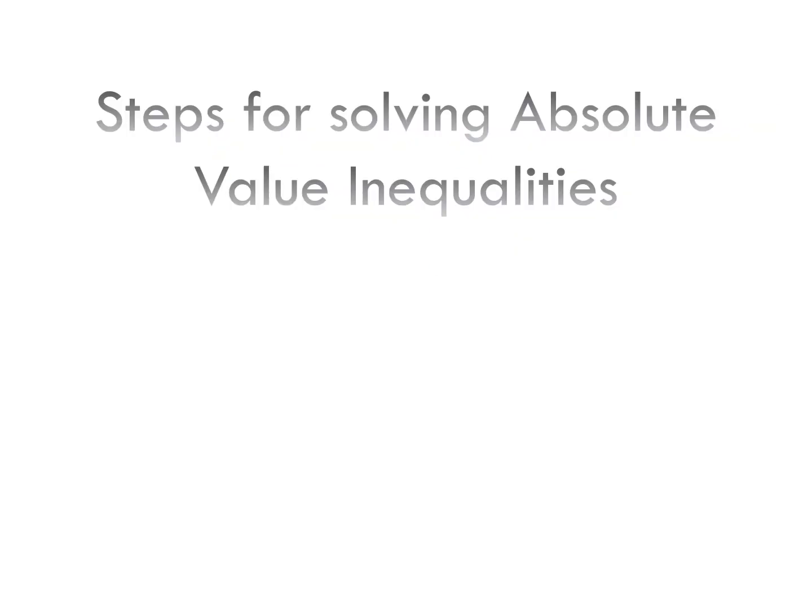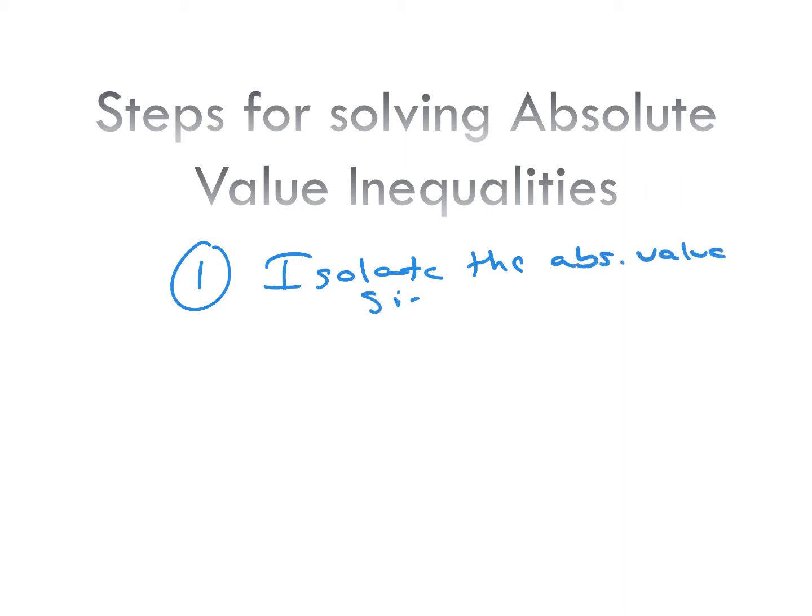Let's first talk about steps to solving absolute value inequalities before we take a look at actually solving them. So when you're solving absolute values, the first step is to isolate the absolute value symbol, and specifically on one side of the equation. So whatever side that absolute value symbol is on, you're going to want to get it by itself. And so if you have some other terms on the outside, you might want to add and subtract them.